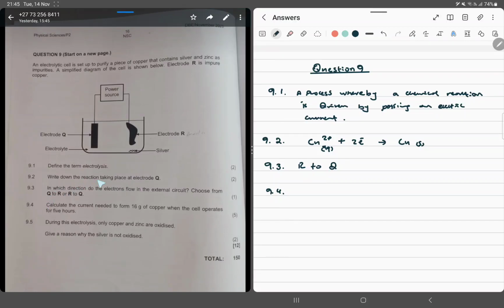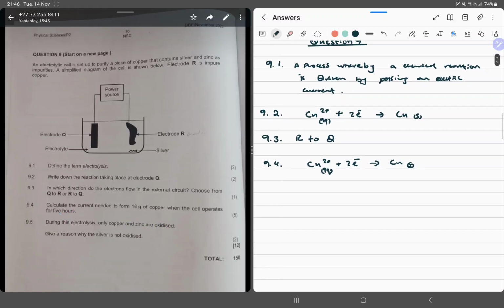Anyway, so now we want to know. This is based on Cu2+ plus 2 electrons forming solid copper, with the ions being in aqueous solution. So this is the formula that governs what is going on here. Now, we are given 5 hours. Obviously, that's the time that we need to work out.